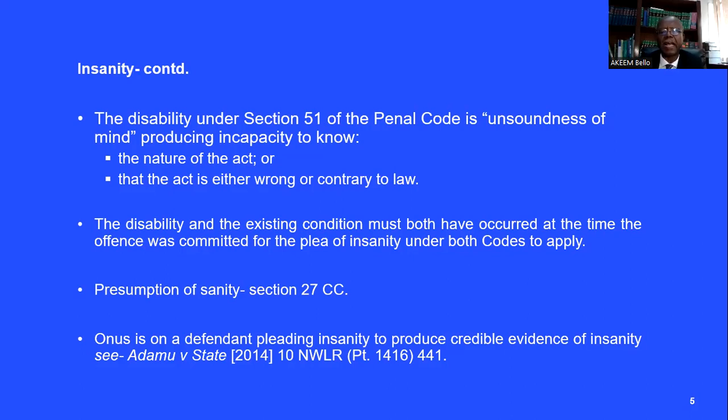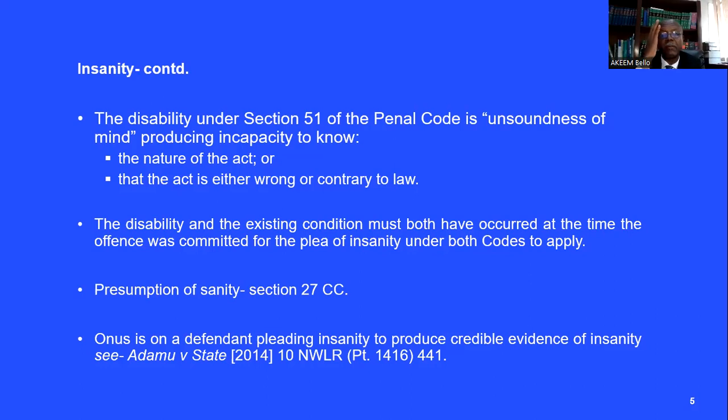If the offender is insane at the time of trial, that is not relevant for the purpose of criminal liability. What is relevant for the purpose of criminal liability is insanity, disability, and existing condition at the time the offense was committed. So if at the time the offense was committed, the offender was not suffering from any disability, then he will not be entitled to the defense of insanity.